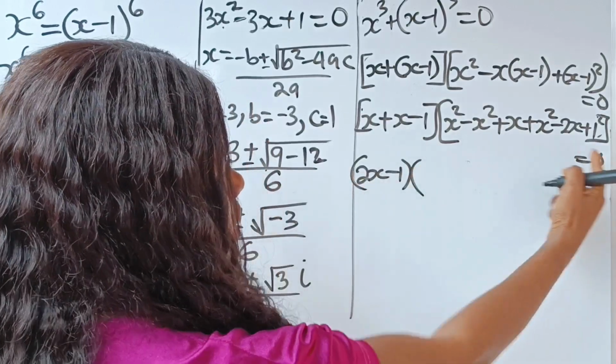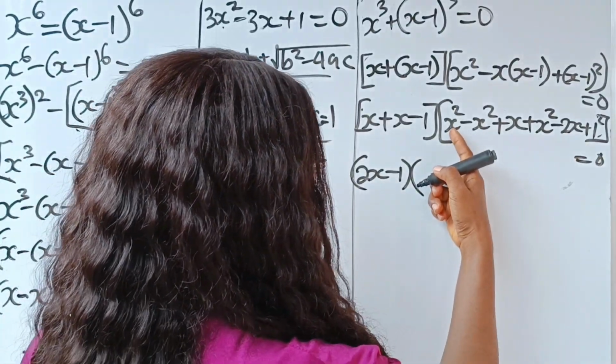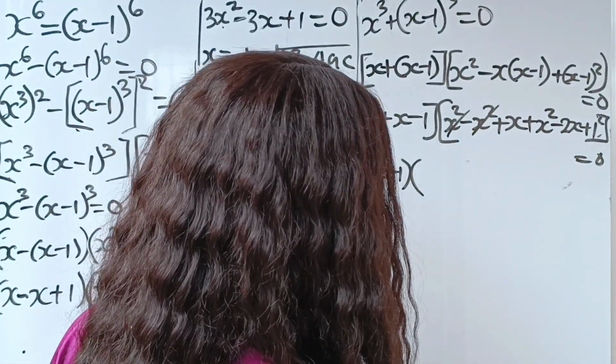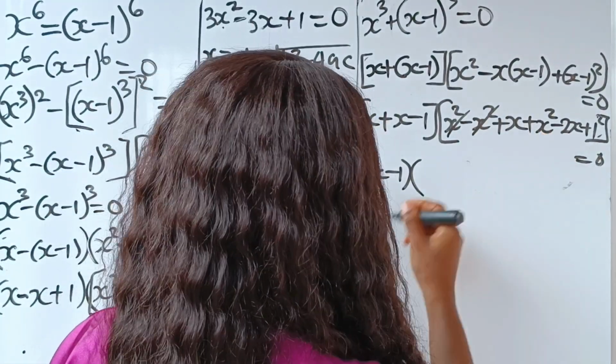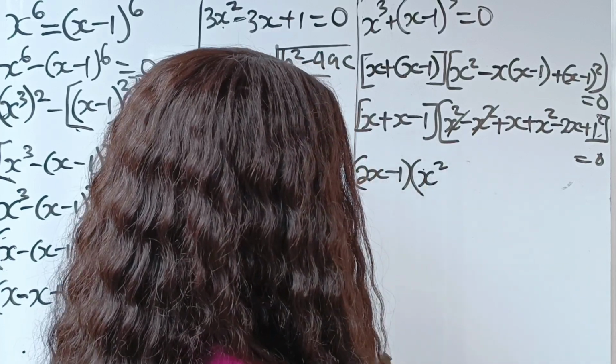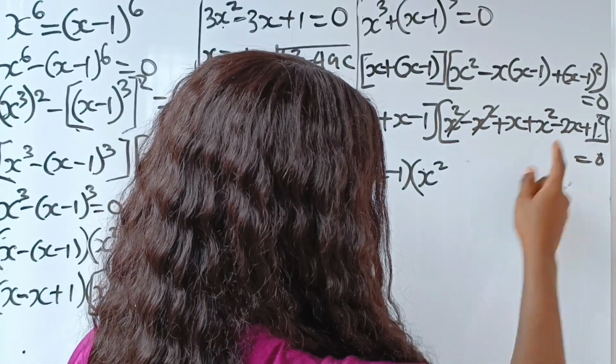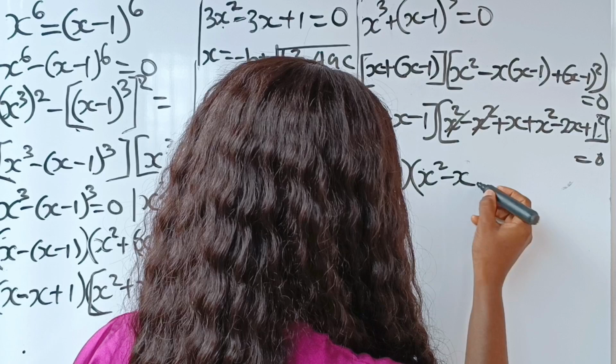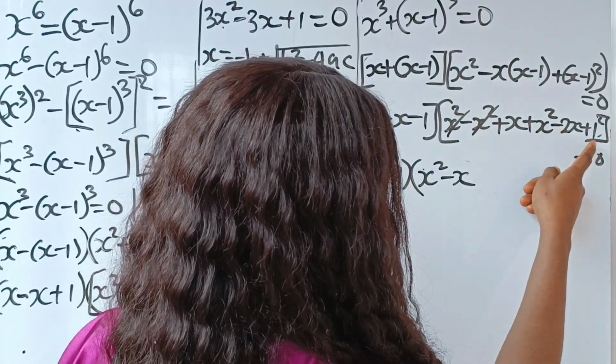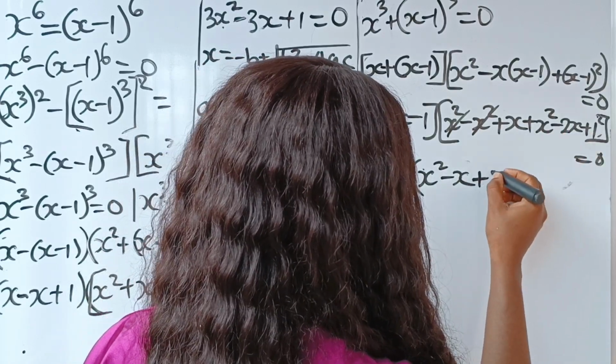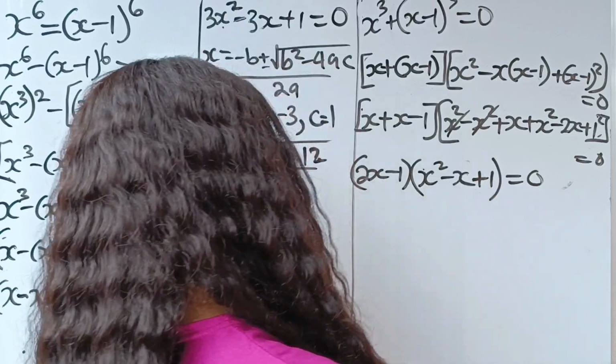And in this bracket, we are going to have x squared minus x squared is 0. So we only have one x squared remaining. So we have x squared. Now we have x minus 2x, which gives us minus x. And we have only one remaining, that is plus 1. Everything is equal to 0.